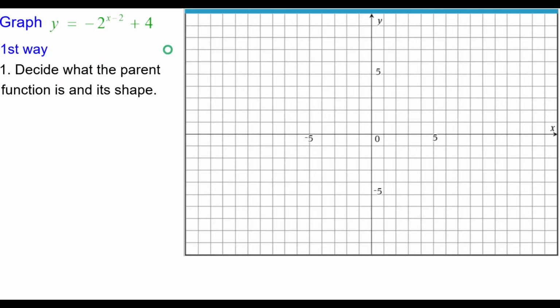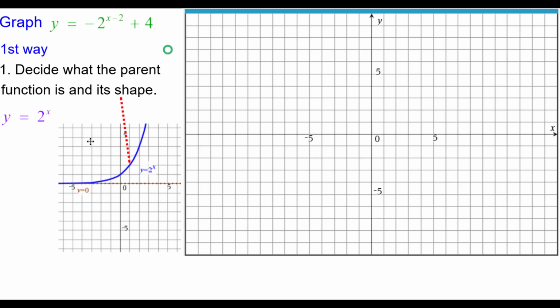First, we need to decide what the parent function is and its shape. This parent function is y equals 2 to the x, and this is the shape including an asymptote. I like to call this an easy chair shape.